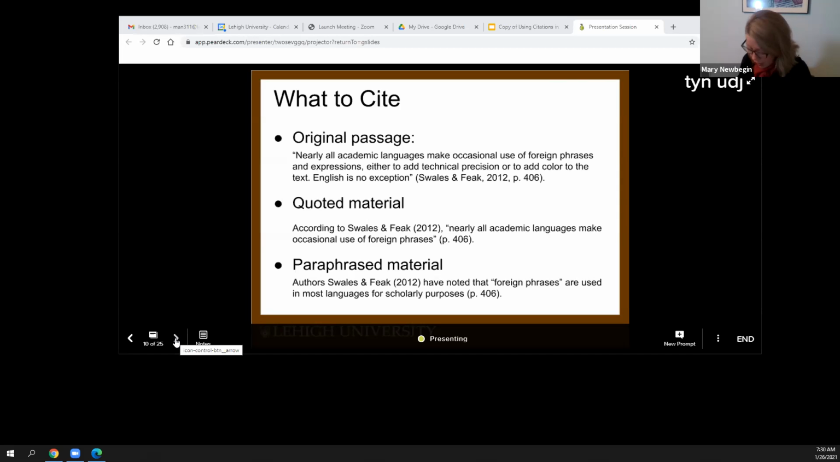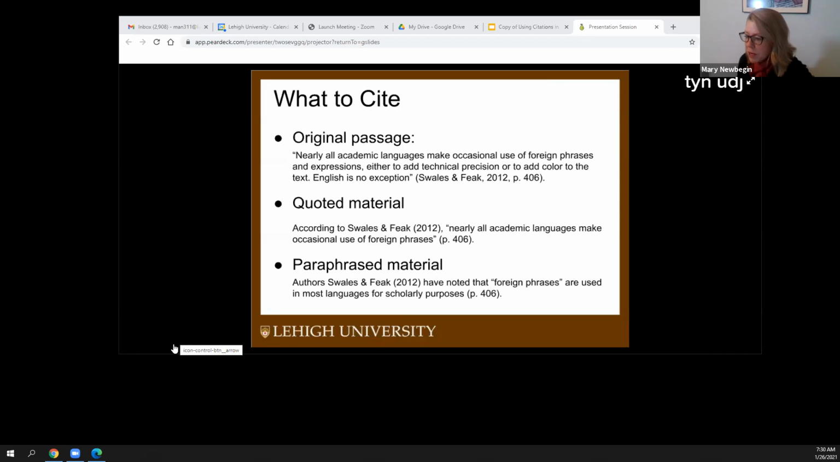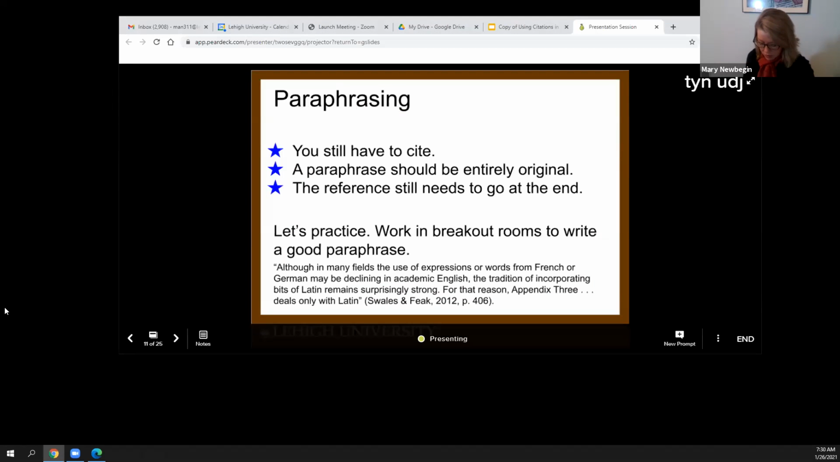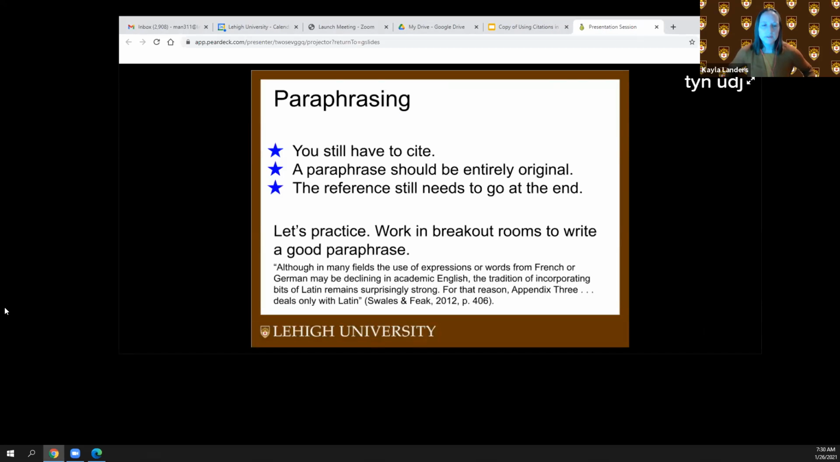We're going to look at next a little bit of information about paraphrasing, and Kayla's going to lead you through that. Okay, so before we move into breakout rooms and talk more specifically about paraphrasing, I'm curious what you think paraphrasing is. So you can either unmute yourself and let me know, or add it in the chat if you're feeling a little bit shy. What is paraphrasing?